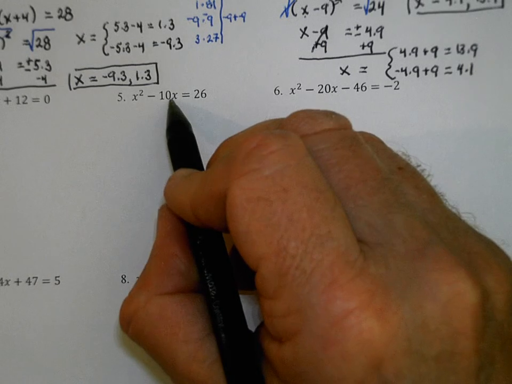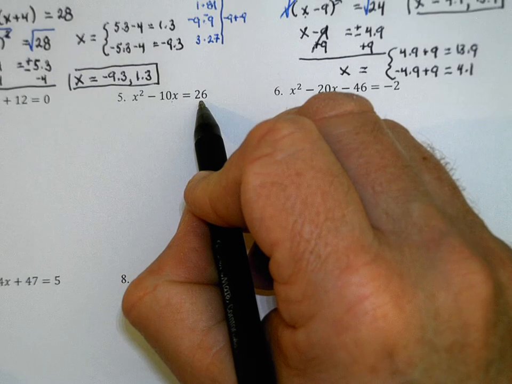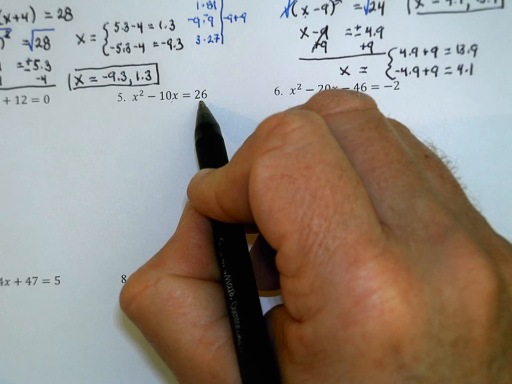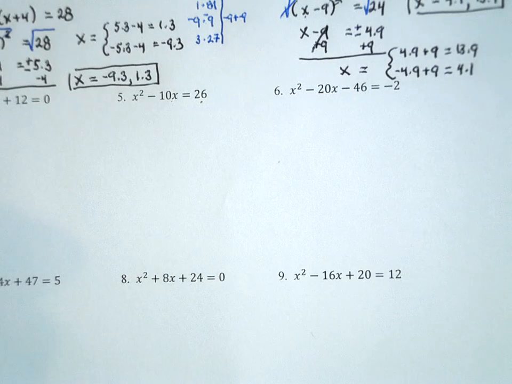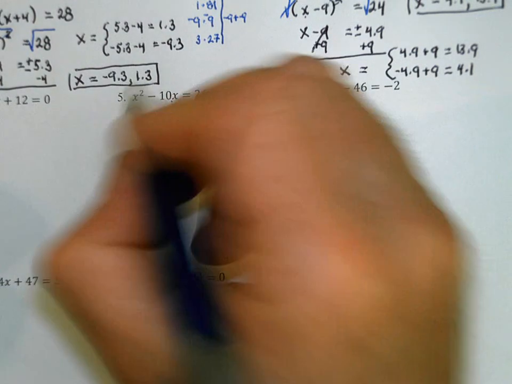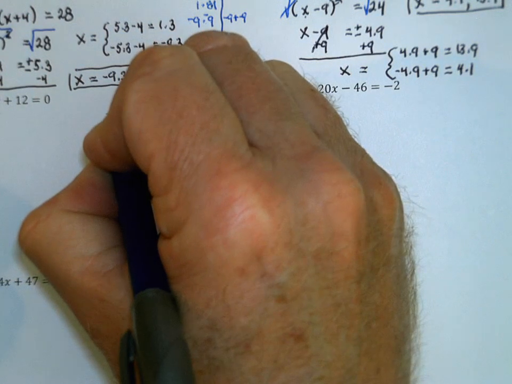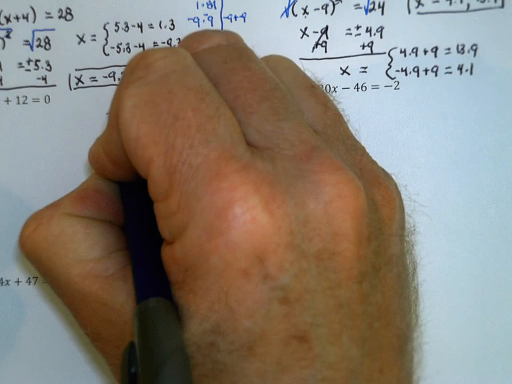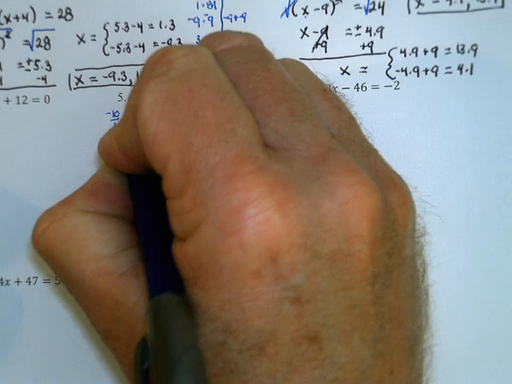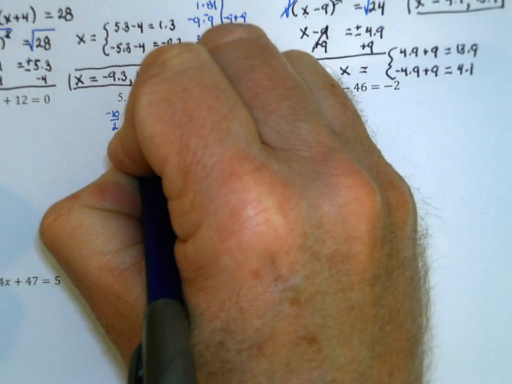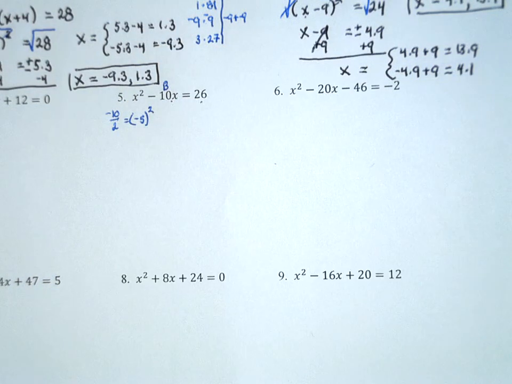So if you notice in number 5, the 26 has already been moved over, so we don't have to do the first step. So what am I going to do now? I'm just going to complete the square. I'm going to take the b value, which is negative 10, divide it by 2. That gives me a result of negative 5. I'm going to raise that to the second power, and that's going to be my new c value.